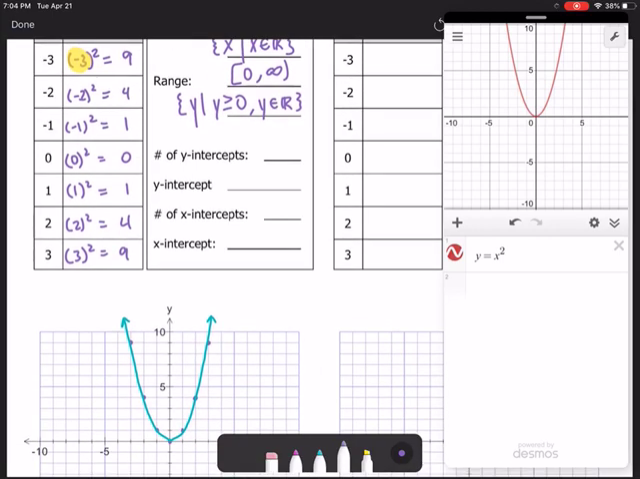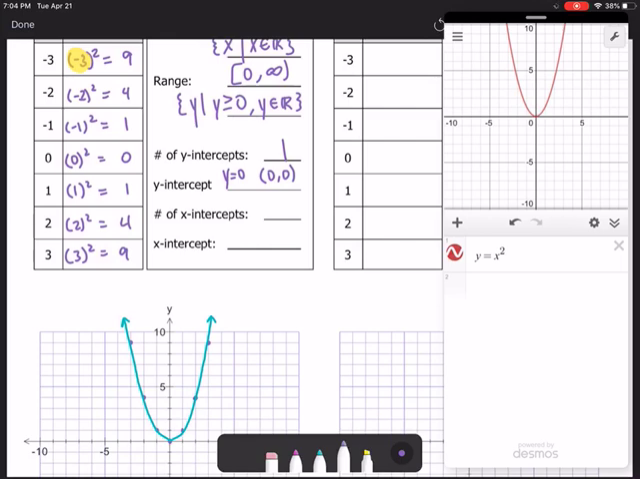Next piece. How many y-intercepts actually exist here? Well, a y-intercept is when we have a point on the graph that either touches or crosses that y-axis. That happens once, and that happens at the point 0, 0. That happens when x is equal to 0, or we could say 0, 0. We could express them in either way.